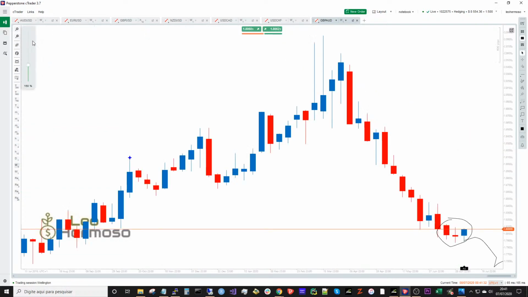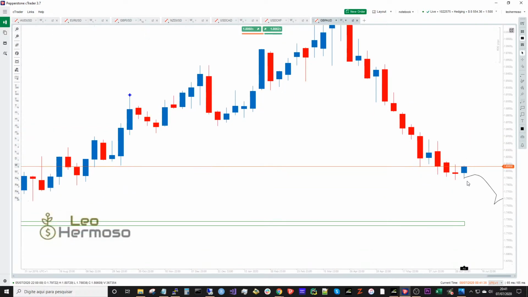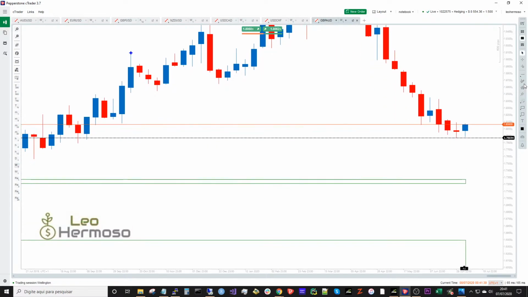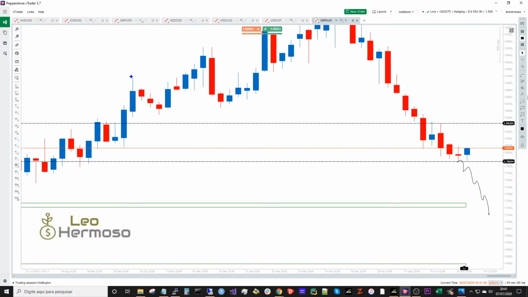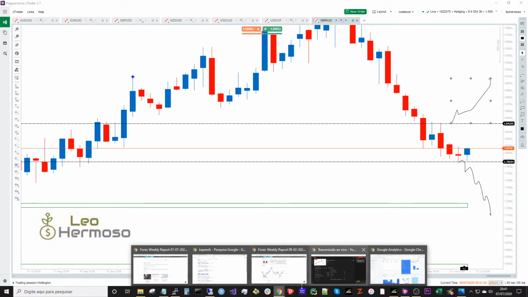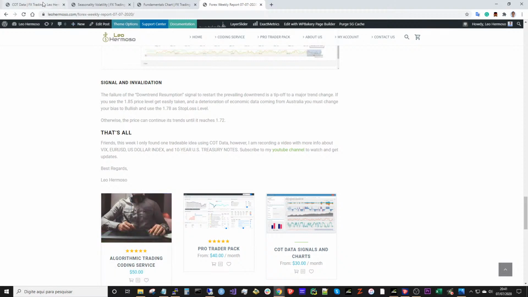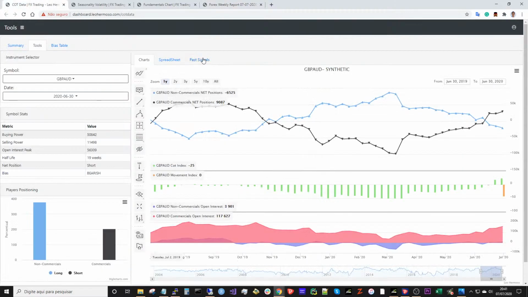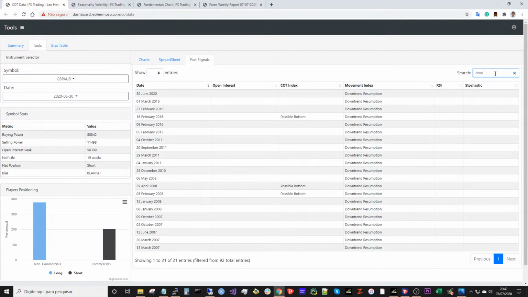So if we see this low right here get taken, we are free to go down here. But if we see this high right here get taken, I think we are going to trend up again. Okay, and why I talked about this signal, because if we look in the past, when this signal was triggered, we had very good results.